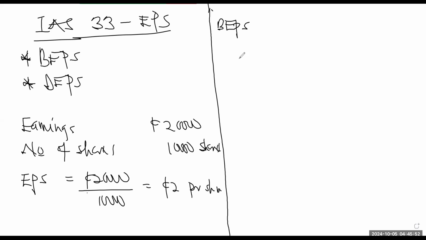Basically, the basic earnings per share is calculated as the earnings attributable to the ordinary shareholders divided by the number of shares that has contributed to that particular earnings for the year. Earnings per share is calculated on a yearly basis. It is calculated based on the contribution that the shares have made to that particular earnings.